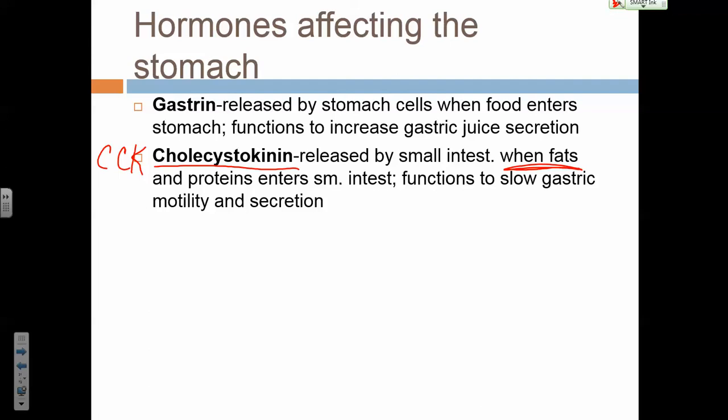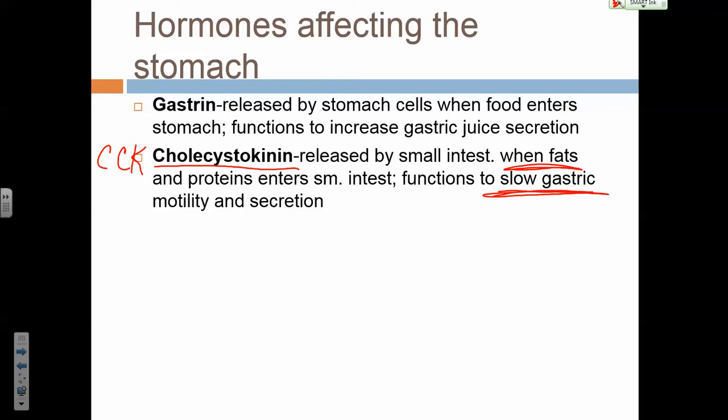No. We've started carbohydrate digestion in the mouth, protein digestion in the stomach. And so if you've got fats in the food you're eating, they haven't been broken down at all by the time they get to the small intestine, have they? And so their presence triggers cholecystokinin to be released. And cholecystokinin's function at the stomach is to slow down activity at the stomach.